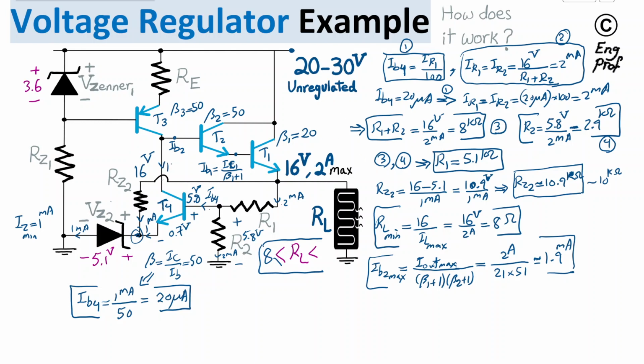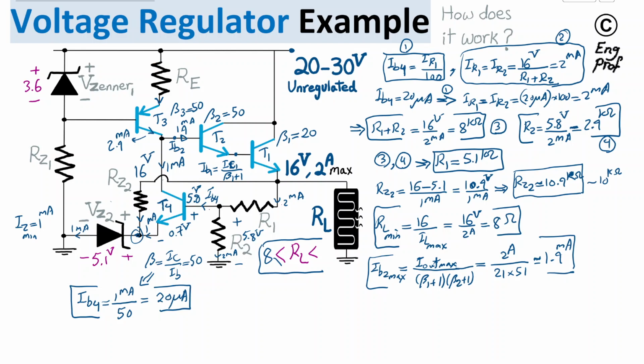There is 1 milliamp going this way, and maximum 1.9 milliamp going this way. So therefore the maximum current coming from the collector of this p-type BJT is 1.9 plus 1, which is 2.9 milliamp. This 2.9 milliamp should also come this way. So basically, the maximum current that RE needs to support is 2.9 milliamp.